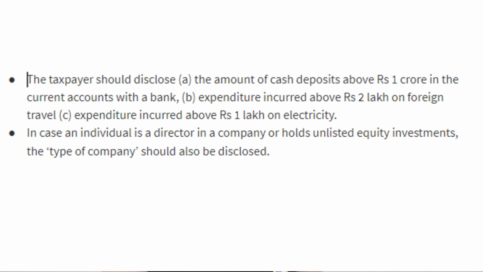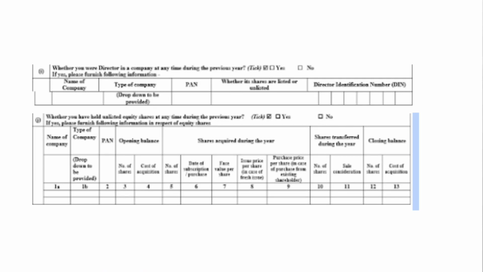The next change is with respect to a director of a company. In a case where an individual is a director of a company or a person who's holding unlisted equity investments in any company, he had to make certain disclosures with respect to the company, the investment amount, the opening balance, as well as in case where he's a director, he has to mention the DIN number. So there is an additional requirement this year that the type of company should also be disclosed in addition to the PAN of the company and other details.